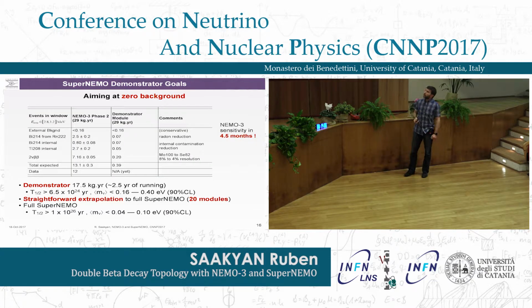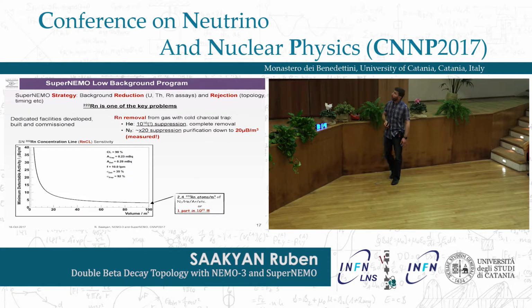We're aiming at the zero background in the demonstrator phase, as already said, and those are our numbers, the number of events which we expect at the standard exposure, which is 17.5 kilogram-years, 2.5 years of running. Basically, you can see that the sum of all the radioactive backgrounds will contribute more or less equally to the neutrinoless double beta decay tail, and the expected background in that region of interest is 0.4 events. Okay, how do you do that?